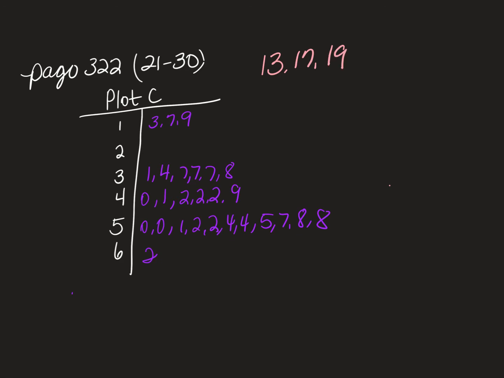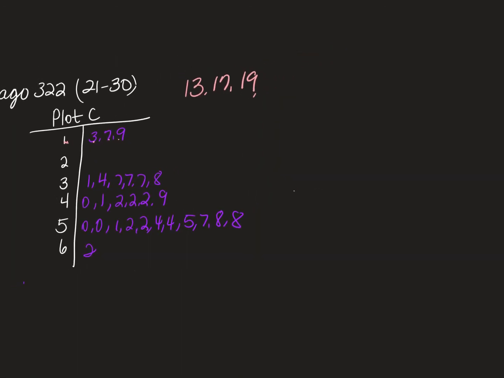Does everyone see how you get that? You got 1 and a 3 makes 13. 1 and a 7 makes 17. 1 and a 9 makes 19. We have no 2s. Do we have any 3s? No. Okay, what are they? 31, 34, 37, 37, 37, 38.